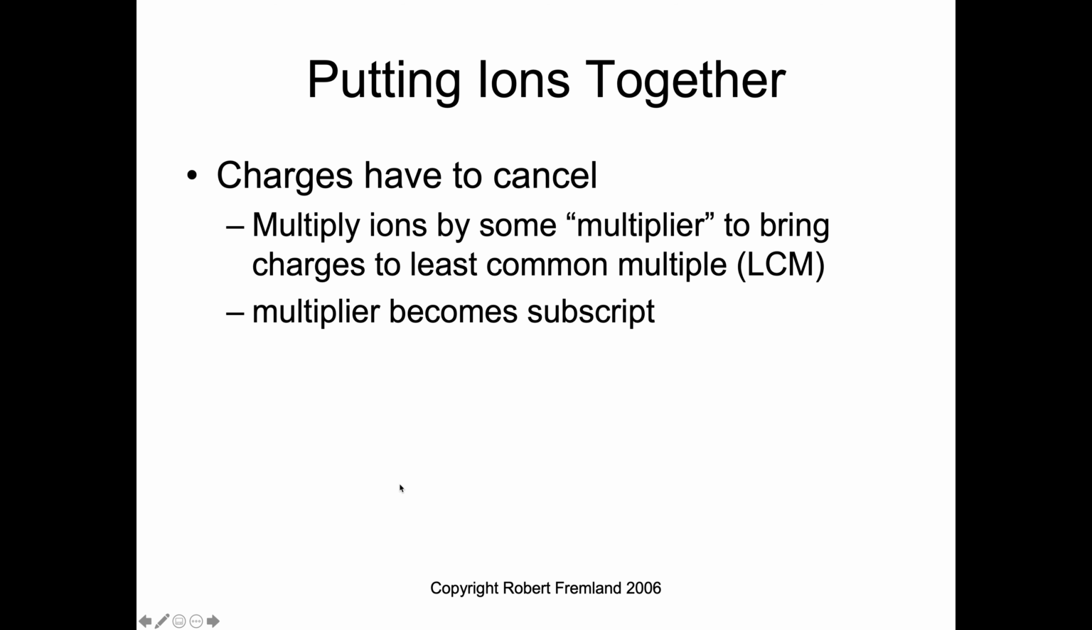All right, so once we know the ions, how do we put them together? For nomenclature of ionic compounds, you need to get the symbols from the name, then you get the charges, which I've just shown you. Then we have to put them together. The bottom line is a compound has no net charge. So the charges of the ions have to cancel. What we do is multiply the ion by a magic number to bring the charges to the least common multiple. That magic number, the multiplier, becomes the subscript.